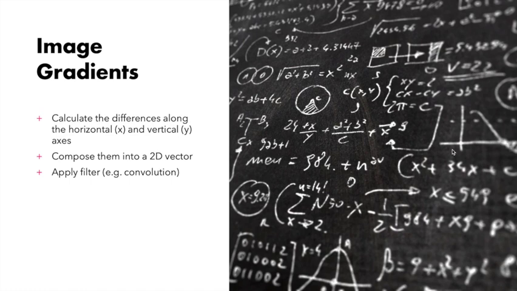A vector can be completely described by its direction and magnitude, and the magnitude of the gradient indicates how much the pixel value changes around that pixel. The direction, or the orientation, of the gradient depends on the relative size of the change in the horizontal and vertical directions.